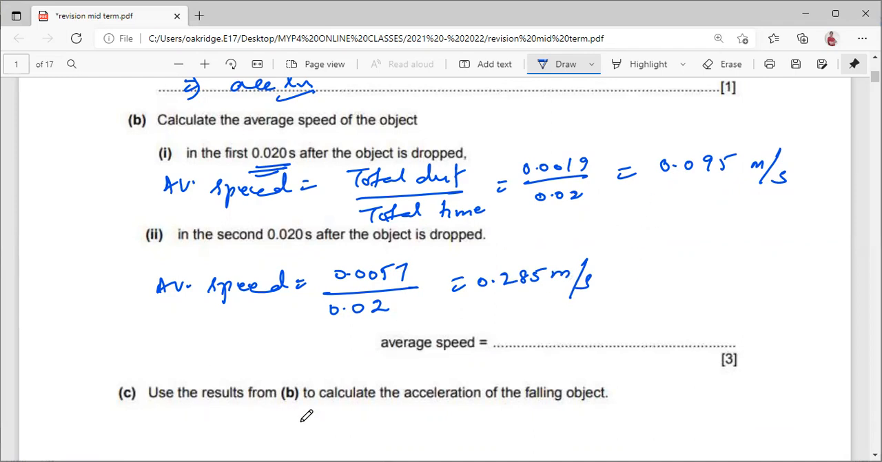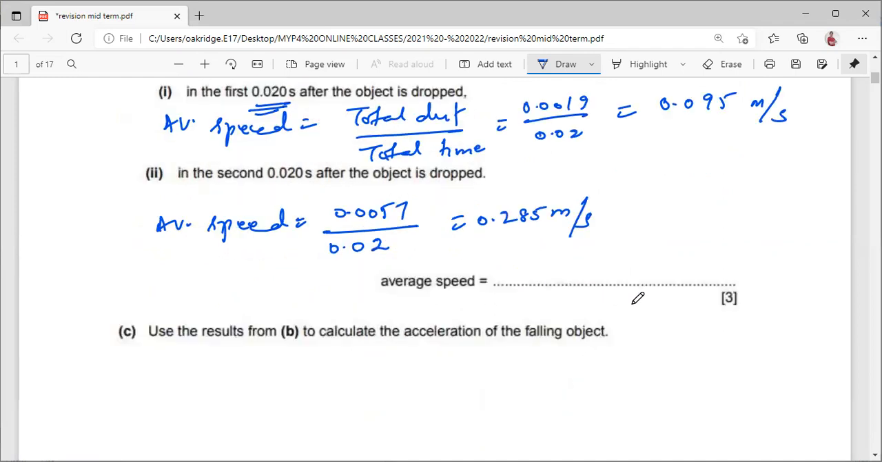Use the results from B to calculate the acceleration of the falling object. You need to find out the acceleration of the falling object. Now, how do we do it? What is acceleration given by? Acceleration is given by V minus U divided by T. Okay, and then if you look at the average speed, since the acceleration is a constant, we can also write A is equal to U plus V. No, wait. How do we write?